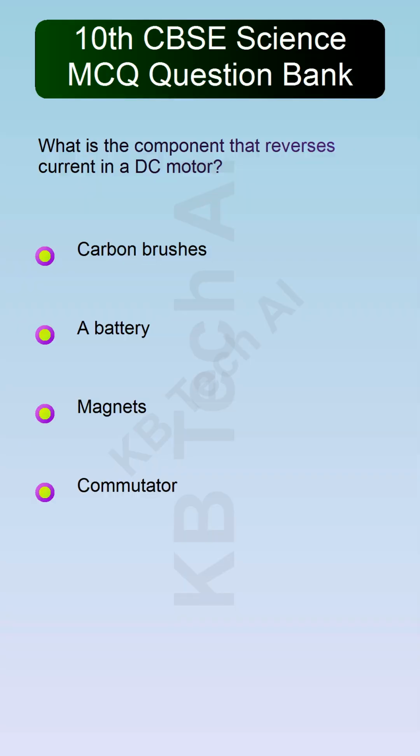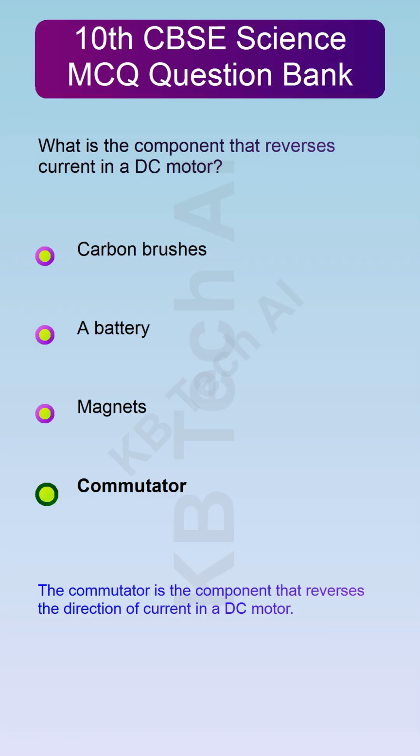What is the component that reverses current in a DC motor? Option 1, carbon brushes, option 2, a battery, option 3, magnets, option 4, commutator. The answer is, option 4, commutator.